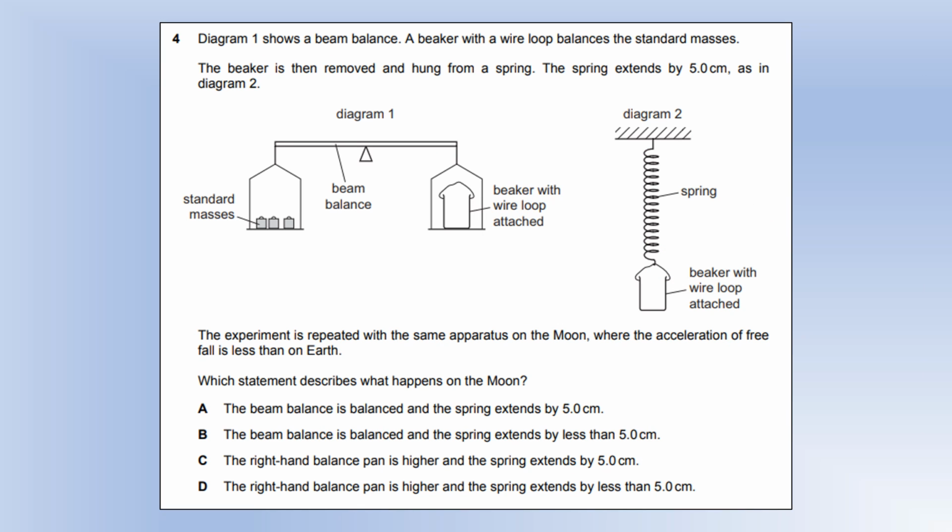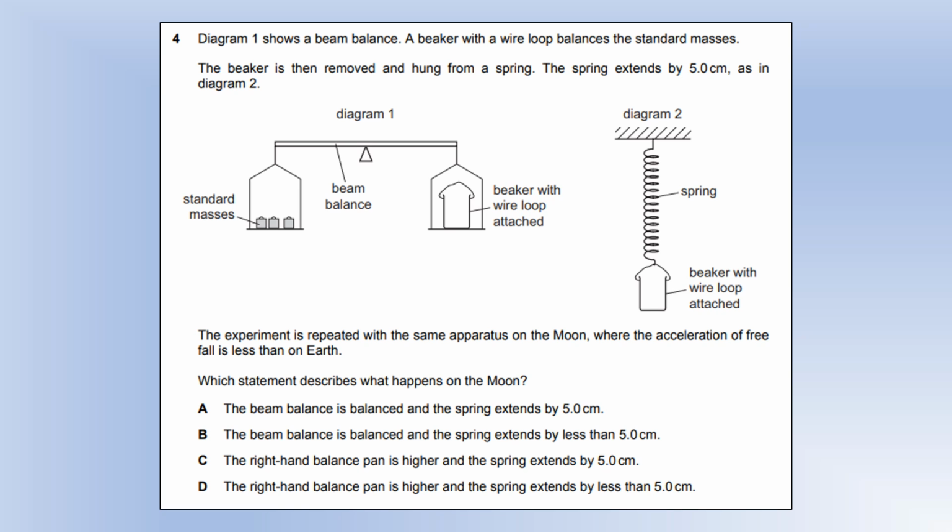Okay, so diagram 1 shows a beam balance. A beaker with a wire loop balances the standard masses. The beaker is then removed and hung from a spring. The spring extends by 5 centimeters as shown. The experiment is repeated with the same apparatus on the moon, where the acceleration of freefall is less than that on the Earth. Which statement describes what happens on the moon?